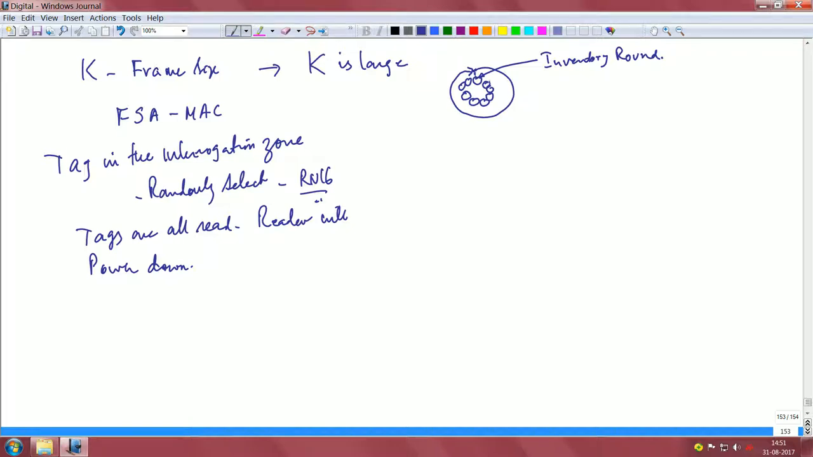Essentially, the complete set of inventory rounds making up a circle, this whole thing, is nothing but the inventory cycle. So, once it comes to this arrow back here, there is a power down. Now, it is easy to see all through these circles 1, 2, 3, 4, 5, 6, 7, 8, 9. All through these 9 small circles that I have shown, which we will now call inventory rounds, as I mentioned to you already, there is power for the tag.